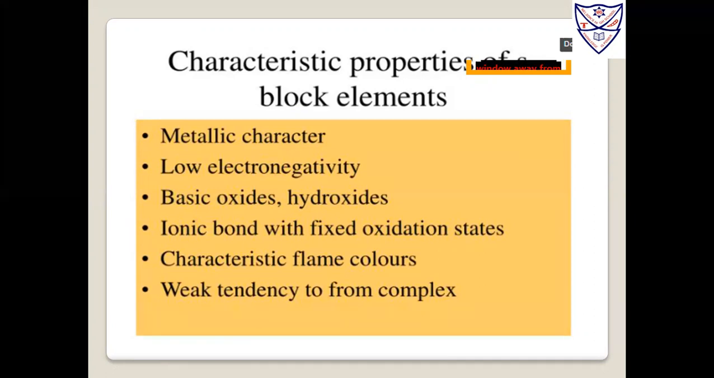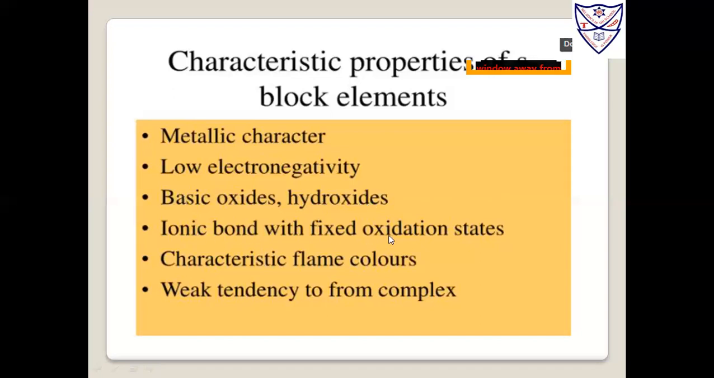About the metallic character. Group 1 has a high metallic character because all these metal elements have low electronegativity. Low electronegativity means what? It has a tendency of donating electrons. That's why it's Li plus, Na plus. So it's electropositive, having a low electronegativity. It forms basic oxides and hydroxides like Na2O, NaOH.